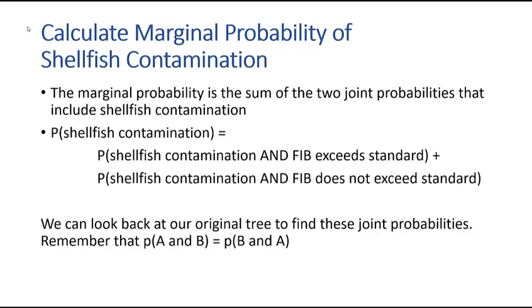We can look back at our original tree to find these joint probabilities. And we need to remember that the probability of A and B equals the probability of B and A. The ordering in joint probabilities does not matter.